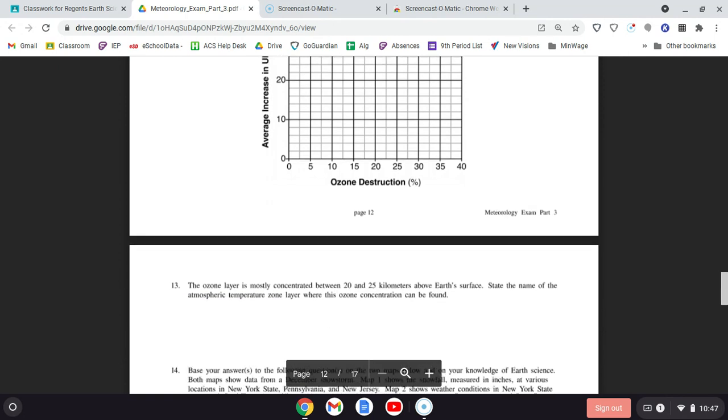The ozone layer is mostly concentrated between 20 and 25 kilometers above Earth's surface. State the name of the atmospheric temperature zone layer where this ozone concentration can be found. And that is on page 14. So it's giving you an idea, if it's only between 20 and 25 kilometers above Earth's surface. On the left-hand side, you can see the 0 up to the 25 on the side. What one fits in there? It's definitely not thermosphere or mesosphere. It's either the stratosphere or the troposphere.